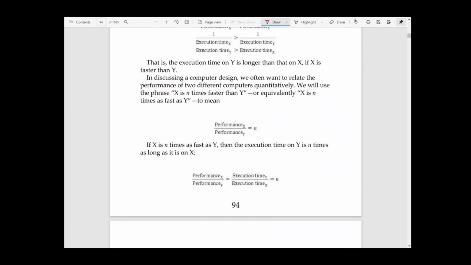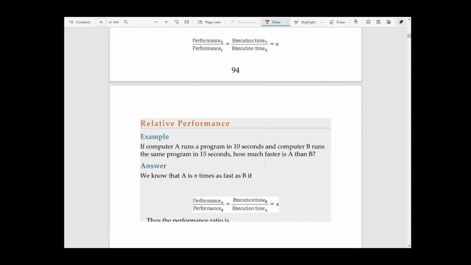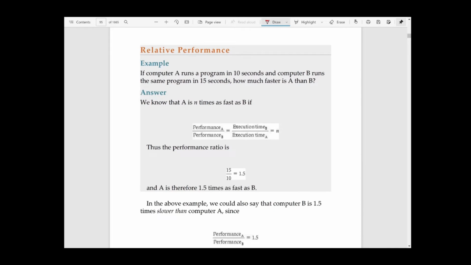Here it is written how you can compare two computers. If there is a computer x and a computer y, and the performance of both computers is given, how can you say which computer is better? For this the formulas are mentioned here. I've already explained all these things, so I am not explaining it again. Okay, so I'll explain this example.